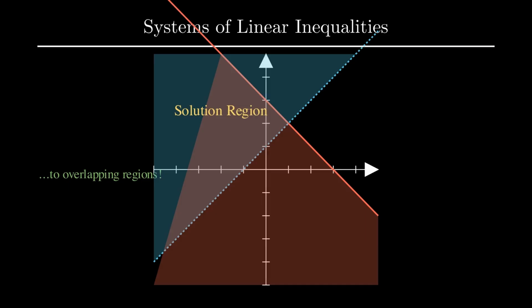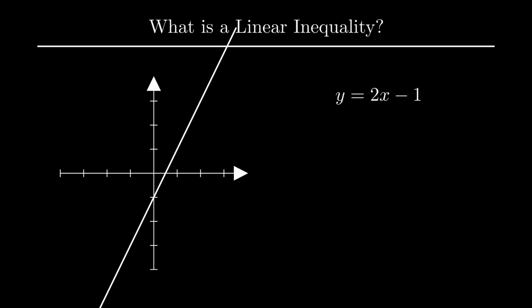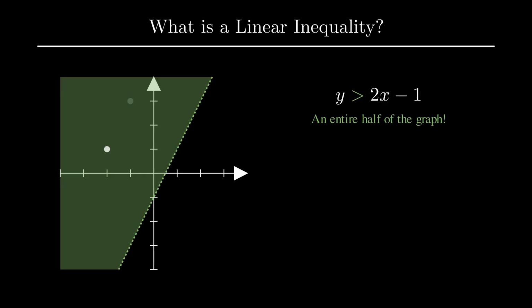To get started, let's look at how an inequality differs from a regular equation. When you have a standard linear equation like y equals 2x minus 1, your solutions are highly restrictive. Only points that sit directly on that line are valid. But notice what happens when you switch the equal sign to a greater than symbol, making it y is greater than 2x minus 1. The line instantly transforms into a dashed boundary, and our solution set suddenly opens up to include an entire half of the graph. Every single coordinate point within the shaded green region makes the inequality mathematically true.